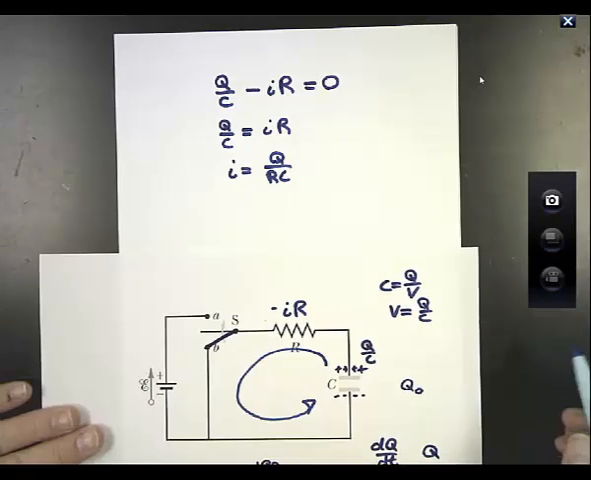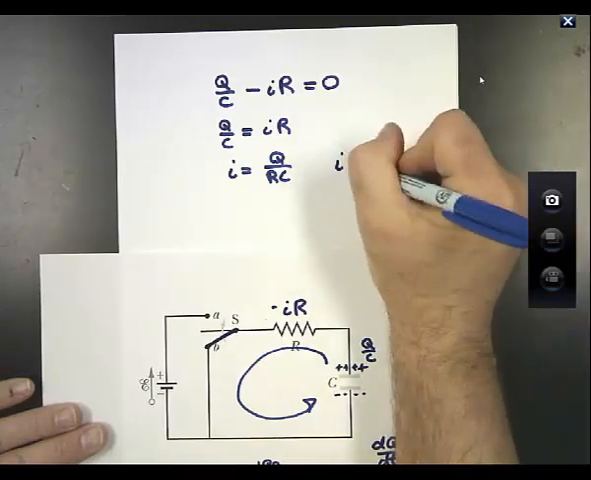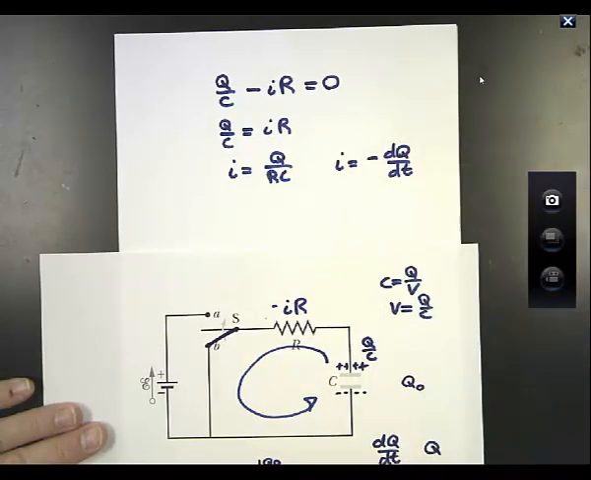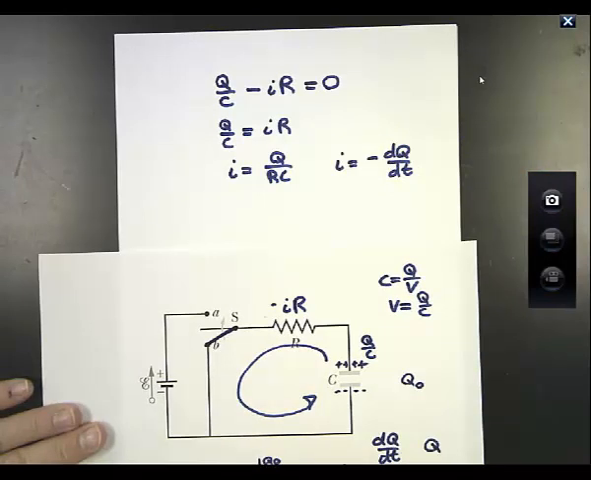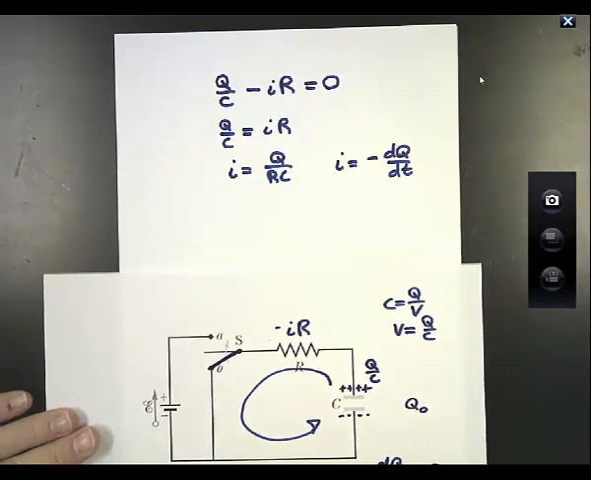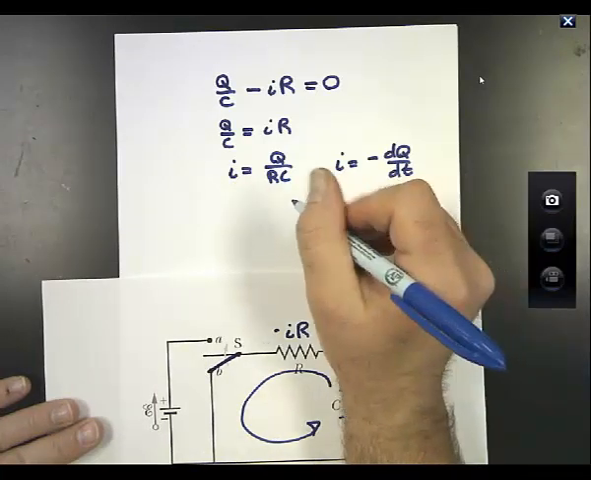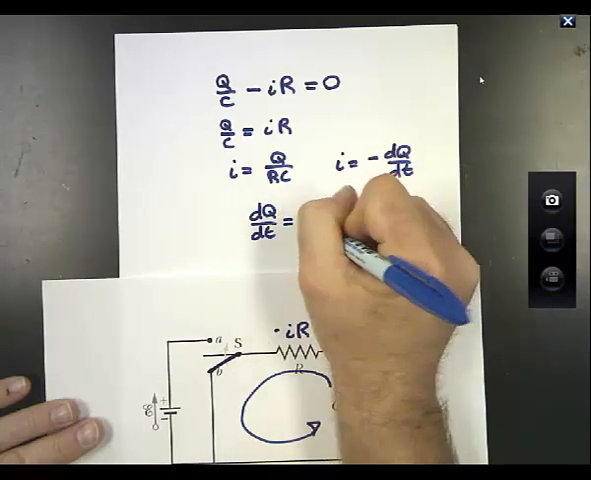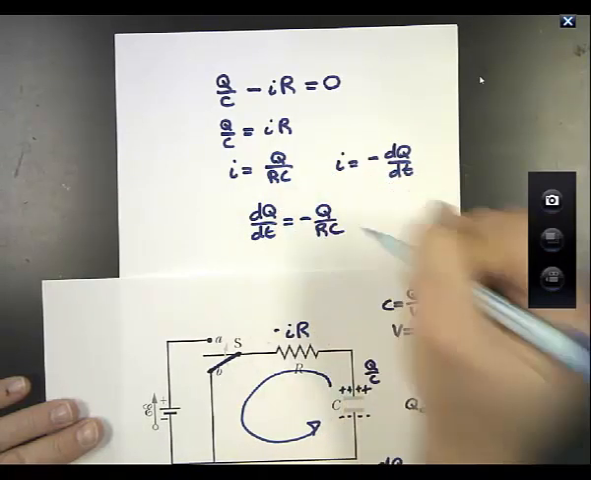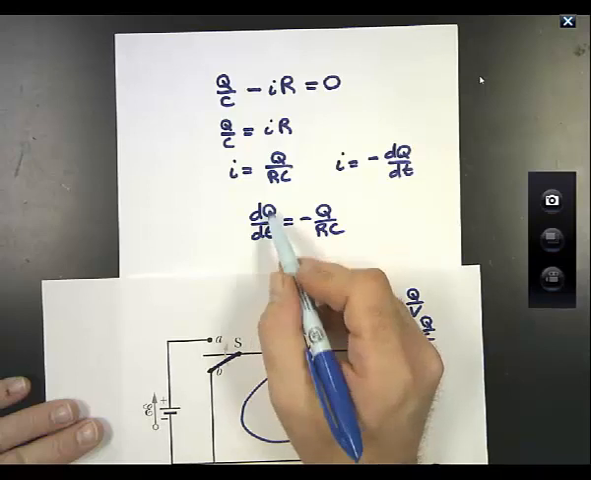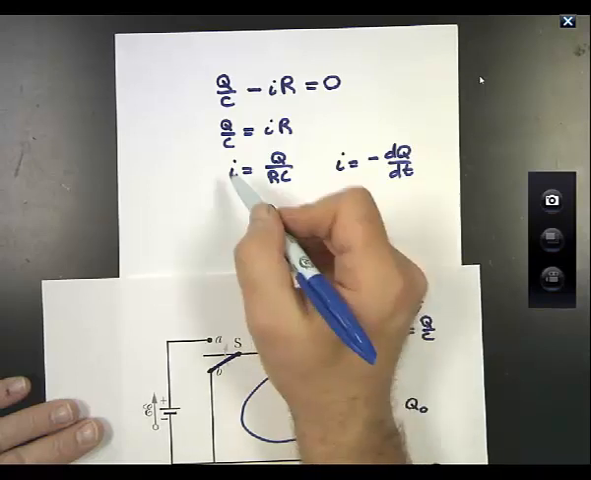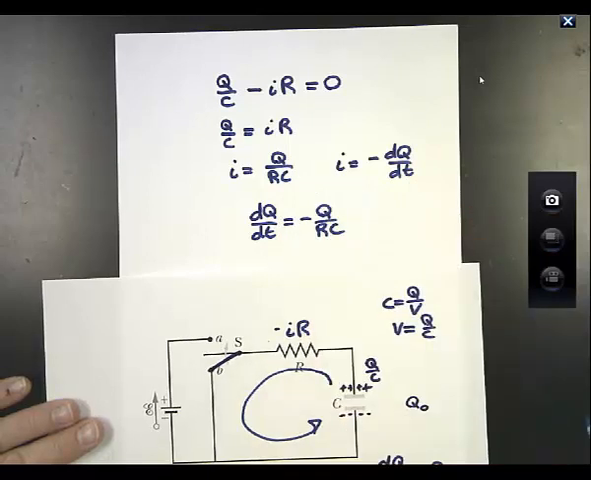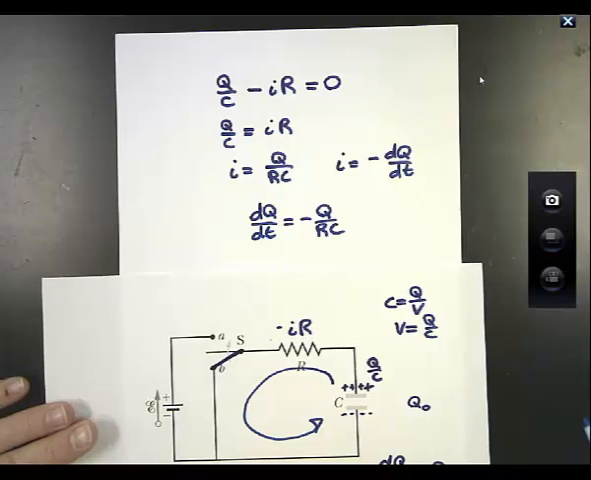Now the current is decreasing, so I can also write that I is a rate of change that is decreasing. So what I've got here is dq dt equals negative q over rc. The rate of change of charge, the rate at which charge flows, called current, is equal to q over rc. I throw the negative sign in to indicate that it's a decreasing value.